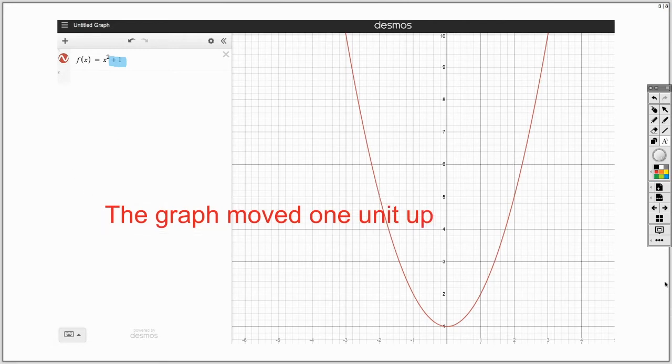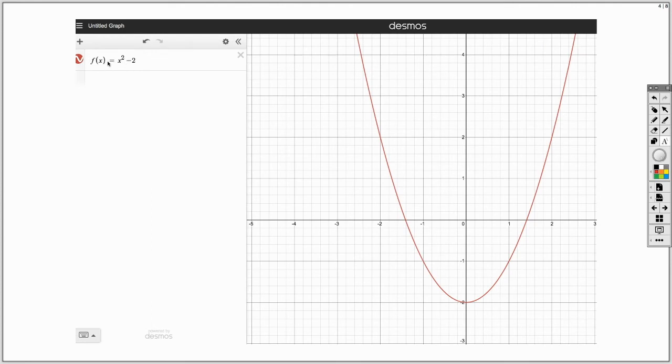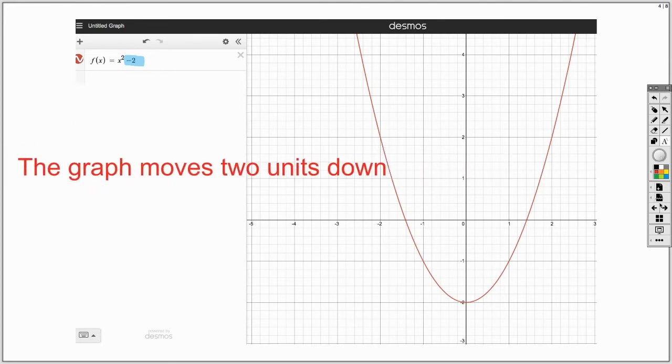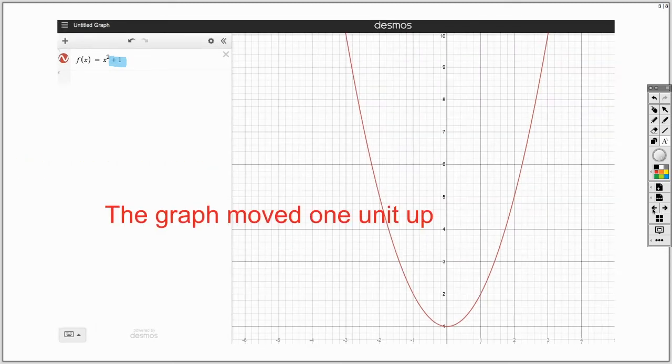And that's pretty much it. Whenever we get y equals x to the power of 2 minus 2, it's the same thing. Since it's minus 2, instead of going up, it's going 2 units down, right? Because instead of starting at the origin, it starts at minus 2. So the graph moves 2 units down. So this is vertical, basically just moving up and down.